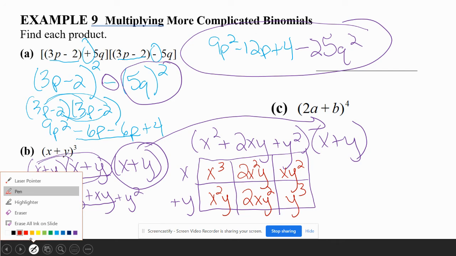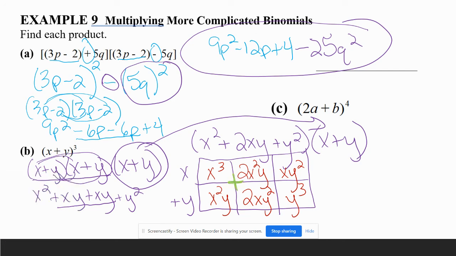Now remember, these are adding in here. You can see the plus signs there. X to the third has no like terms. We're going to write that down. These are like terms, x squared y, x squared y. There's a 1 here, so 1 plus 2 is 3 x squared y. These are like terms, xy squared, xy squared. There's a 1 here, so 2 plus 1 is 3 xy squared. And then y cubed all by itself.